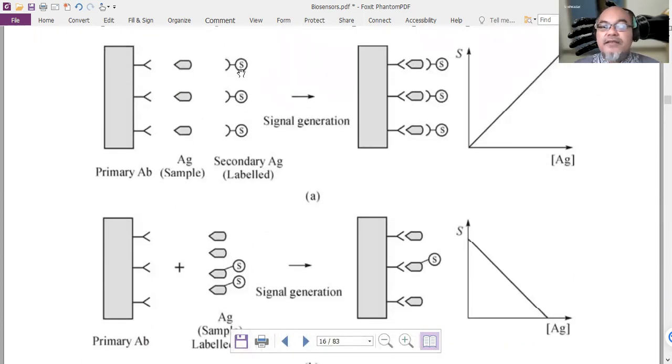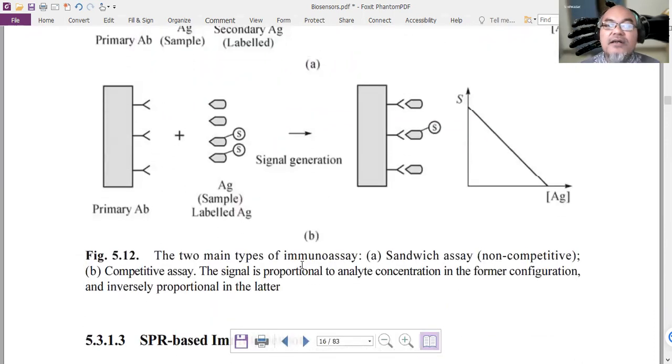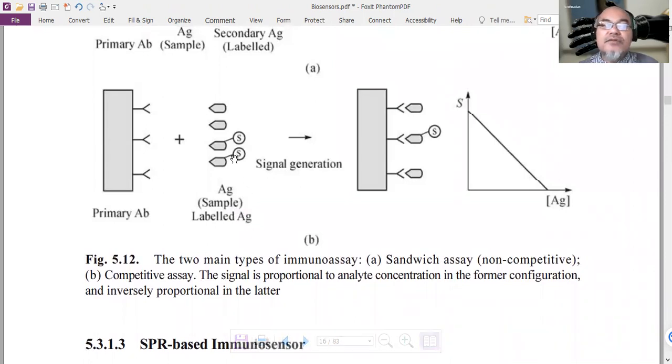So in order to reduce the complexity of having to introduce a secondary antibody, what we can do is to introduce, similarly, antigen which is already labeled. This will be introduced at the same time with the antigen from the sample. Then they will have a competing reaction with the primary antibody bound to the substrate. The higher the concentration of the unlabeled antigen, the more of the unlabeled antigen will be bound to the antibody, resulting in a decrease of the signal, whether it is electrical signal or fluorescent signal or radioactive signal.